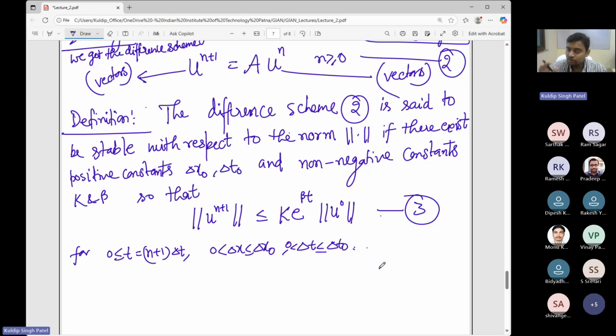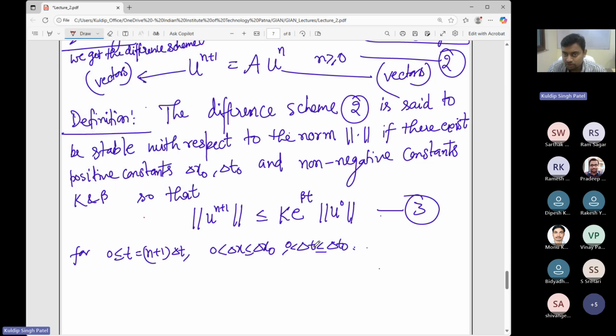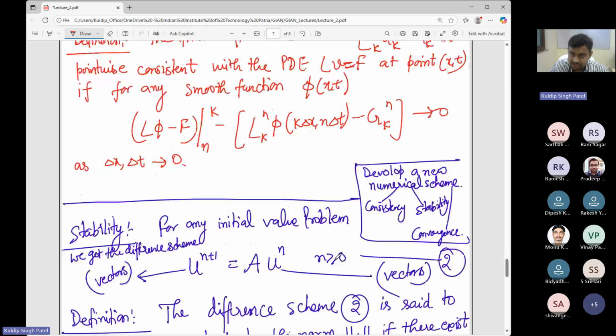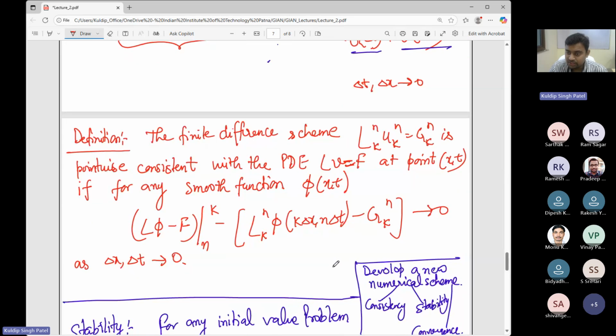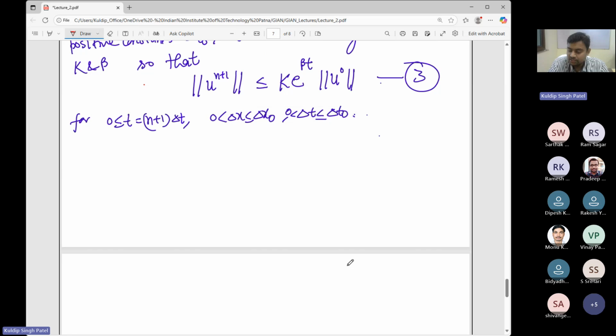That's why they have not restricted the norm, right? They have not restricted the norm. They said any norm you can. Yeah, thank you. So these are a bit theoretical aspects. I do understand that some of you might not feel very comfortable, but it's okay. We understood that there is one property called consistency, one is stability, and the last one is convergence.